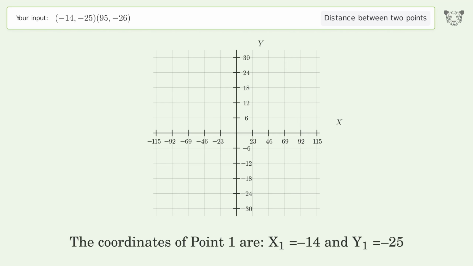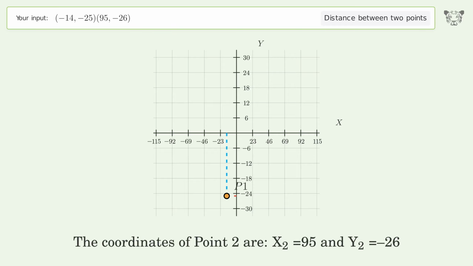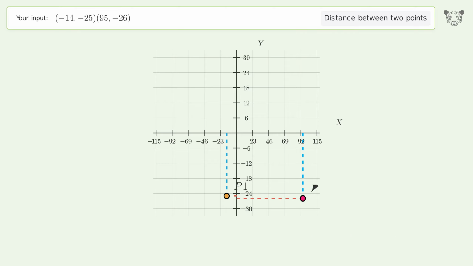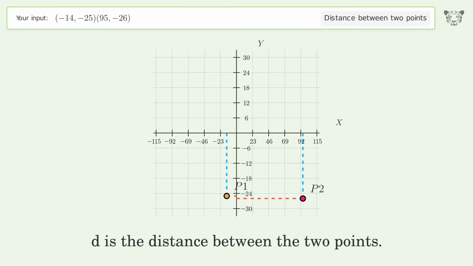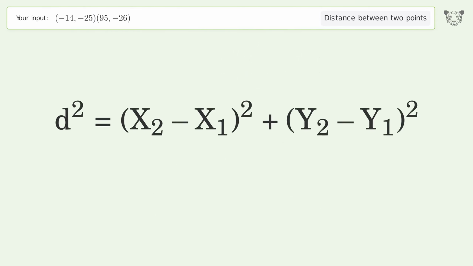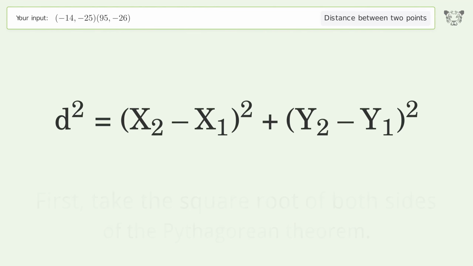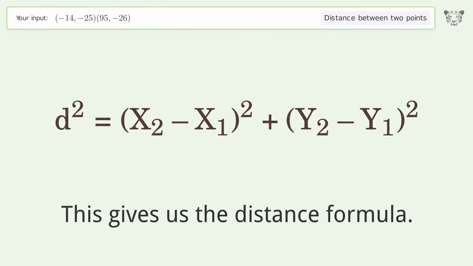The coordinates of point 1 are x1 equals -14 and y1 equals -25. The coordinates of point 2 are x2 equals 95 and y2 equals -26. D is the distance between the 2 points. First, take the square root of both sides of the Pythagorean theorem. This gives us the distance formula.